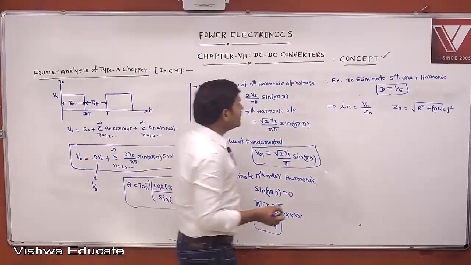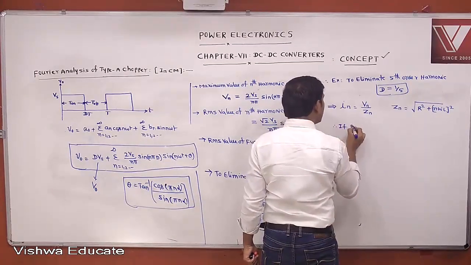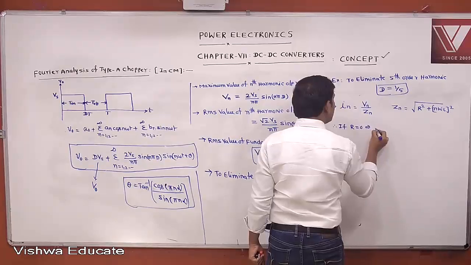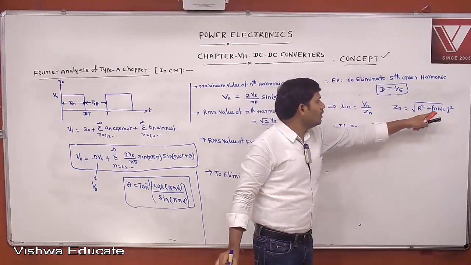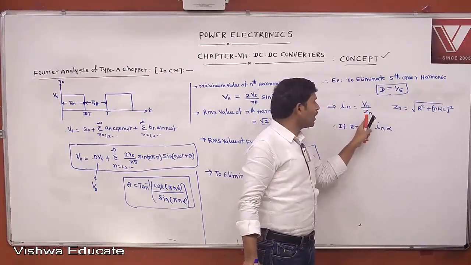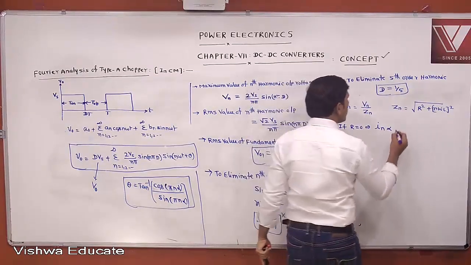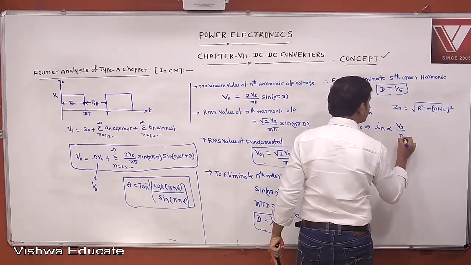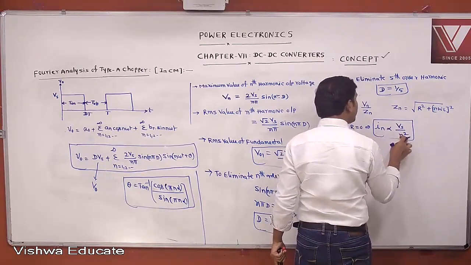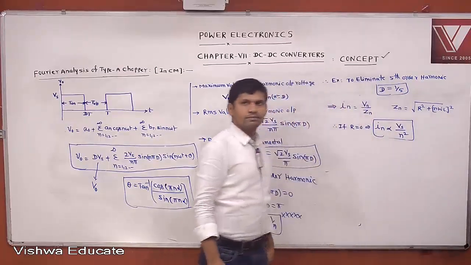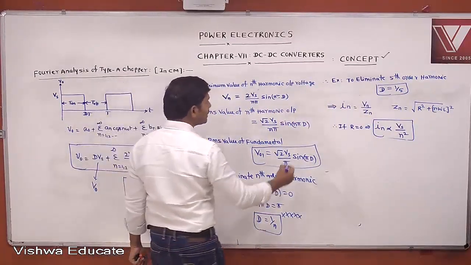Shall you write like this? For example, if R equal to 0, then what is In proportional to? If R is 0, the square root cancels, we get 1 by n in the denominator. Then Vn is 2 Vs by n. Then In is proportional to Vs by n square. This is how the nth order harmonic depends on the harmonic component. This formula is very important.